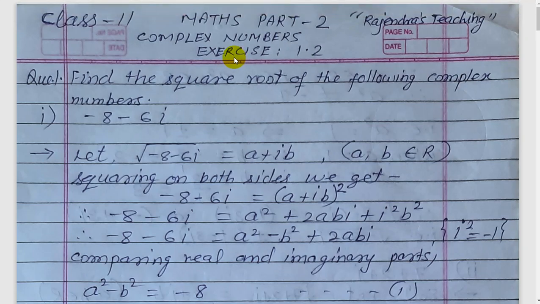Hello dear students, today we are going to start Maths Part 2, Complex Numbers, Exercise 1.2. See the question first. Find the square root of the following complex numbers. Now, the first one: you have to find the square root of minus 8 minus 6i.